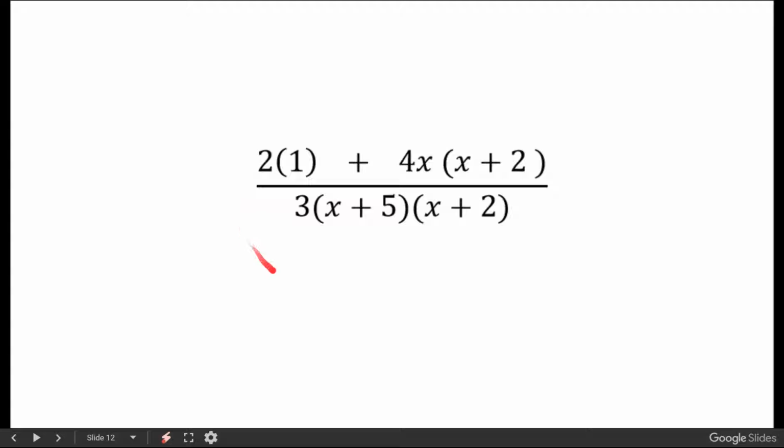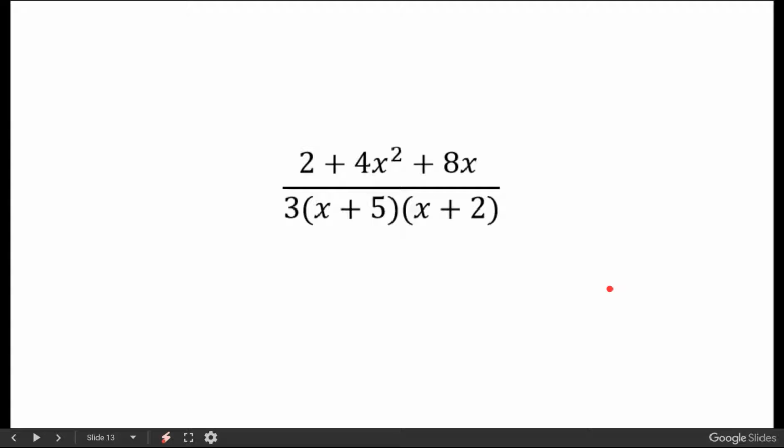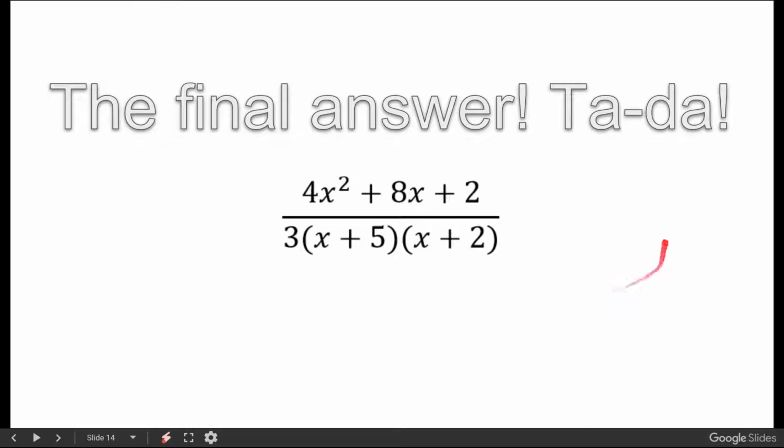We just want to clean up the top by multiplying out our expressions in the top. And I like things to be in standard form, so we're going to put that numerator in standard form. And there we go. That's our final answer.